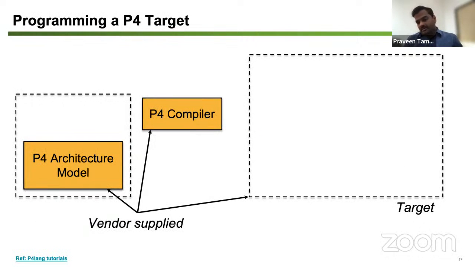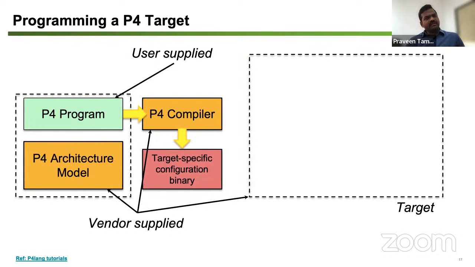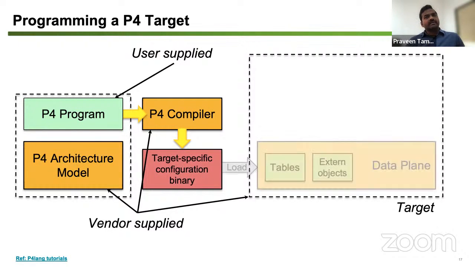And when it comes to the P4 specification, here is what is expected from the vendor: the vendor would supply the target's architecture model and the compiler for the P4 language, and the user would supply the P4 program that defines how the packet should be processed. This P4 program would be the input to the P4 compiler supplied by the vendor, and the compiler would generate a target-specific configuration binary, which is loaded into the vendor's target and programs the match action pipeline with tables, external objects.